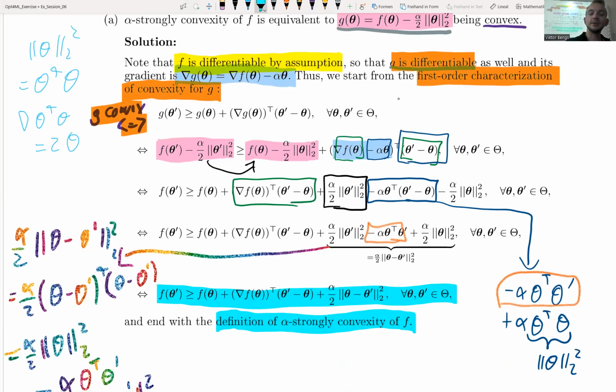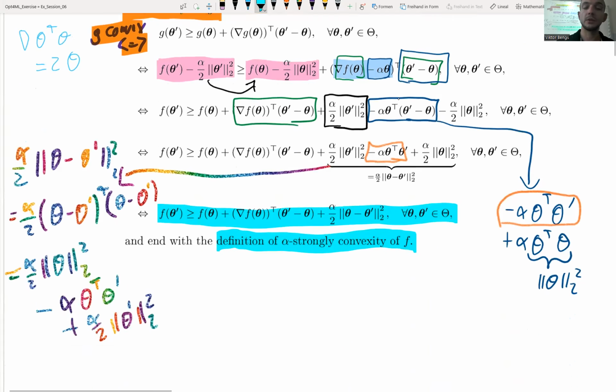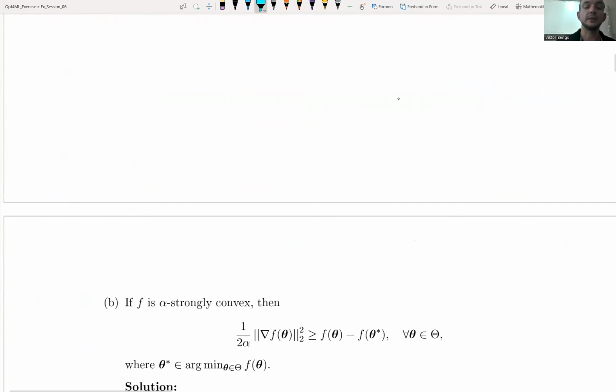We will make use of this equivalence, because you can imagine that dealing with or verifying such an inequality is rather cumbersome, but showing convexity of such a function is easier because we can use the second order characterization, meaning that we only have to show that the Hessian matrix of g is positive semi-definite. Then we have verified convexity. All right.